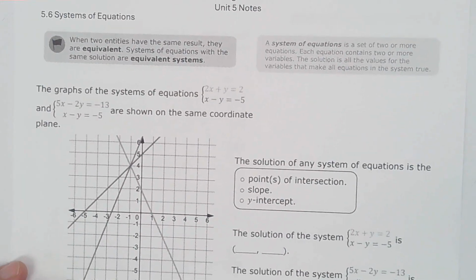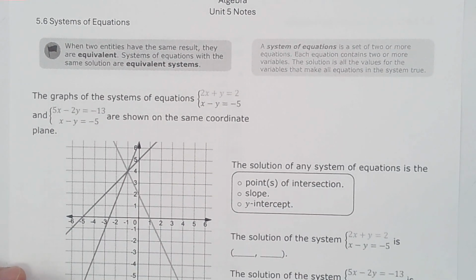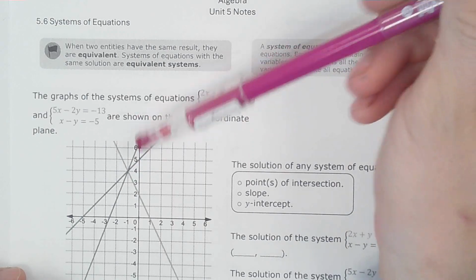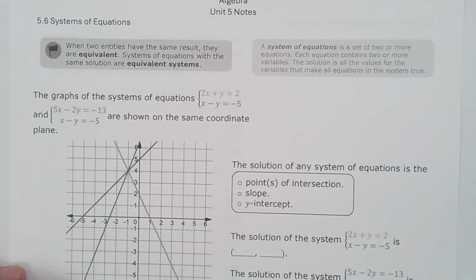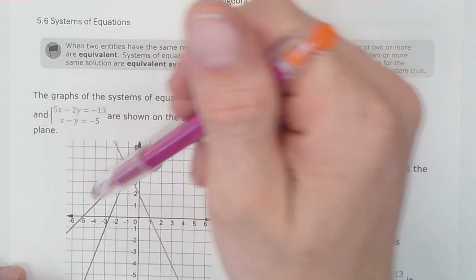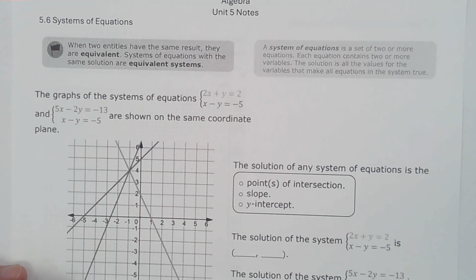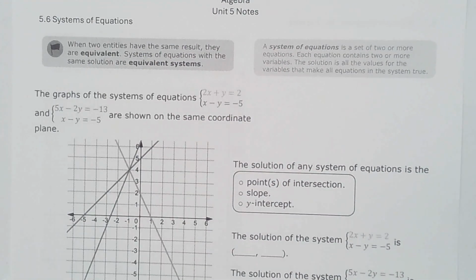So today, again, we're going to be going over systems of equations. And we talked earlier that a system of equations is when you have two or more equations that meet at a point, right? And if you know where that point is, the y or the x value of the point, you can figure out the solution to those systems of equations. Okay.